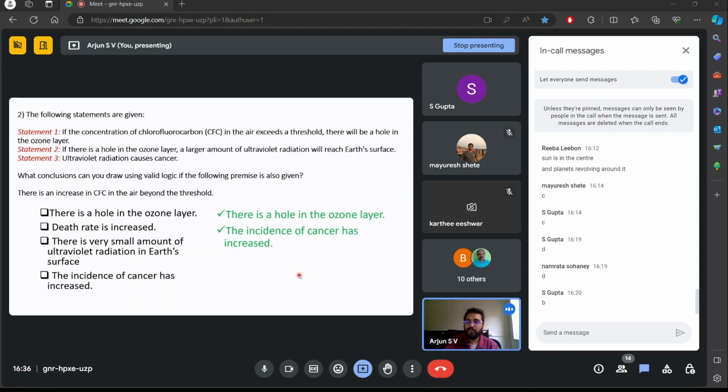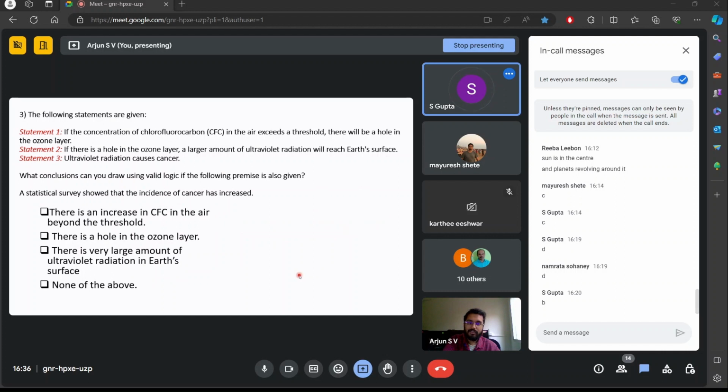So we will move on to the next question. In this assignment, questions number 2 to 5 will have exactly the same three statements. Only the premise will change, and based on the premise, you have to choose the correct answer. In this third question, the premise will be a statistical survey showed that the incidence of cancer has increased. Based on this premise, there will be no modus ponens or modus tollens in any of the three options. So the answer will be none of the above.